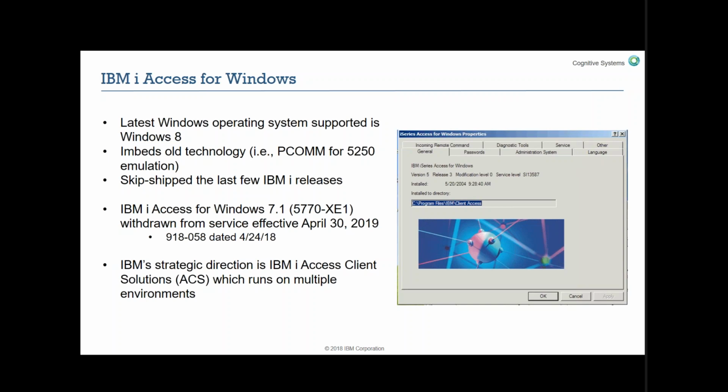So just recently, on April 30th, we made the formal declaration that iSeries Access for Windows is going away. About a year from now, it's going to be out of service, and we're trying to get people to go to the IBM Access Client Solutions product. So ACS, if you haven't heard about it, you really should.